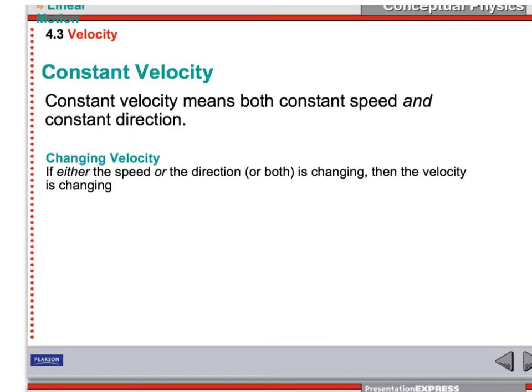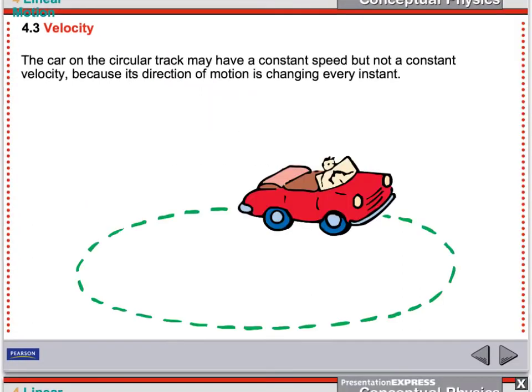Now, if something is traveling under constant velocity, that means its speed is not changing, and neither is its direction. If the speed changes, either speeding up or slowing down, or the direction changes, as in you're going around a curve, then you have changing velocity. Constant velocity means constant speed and direction. If you don't have constant speed or direction, you do not have constant velocity.